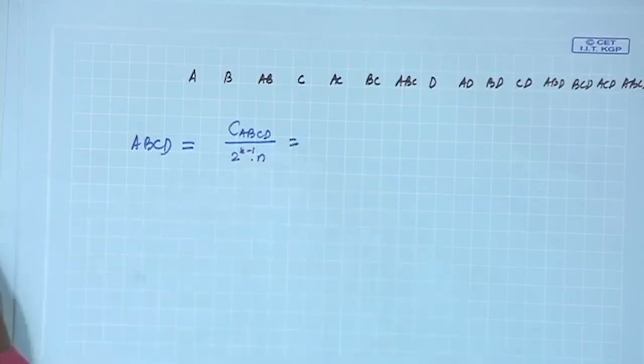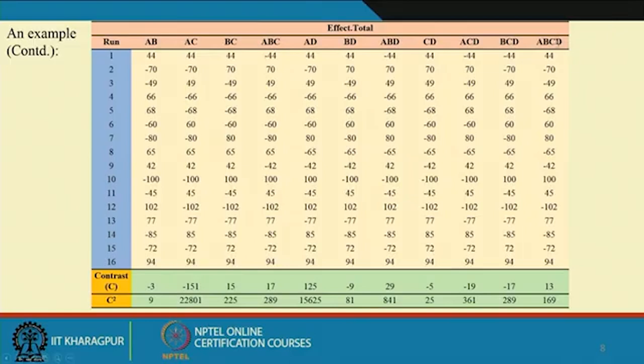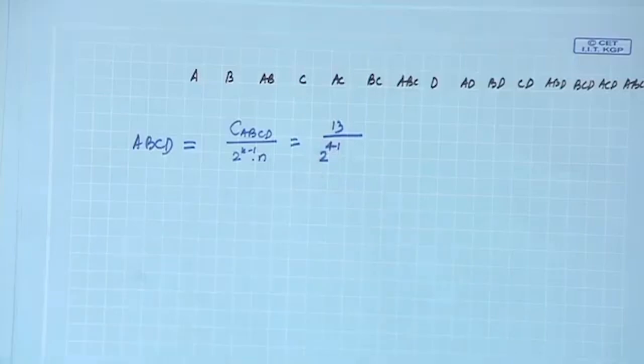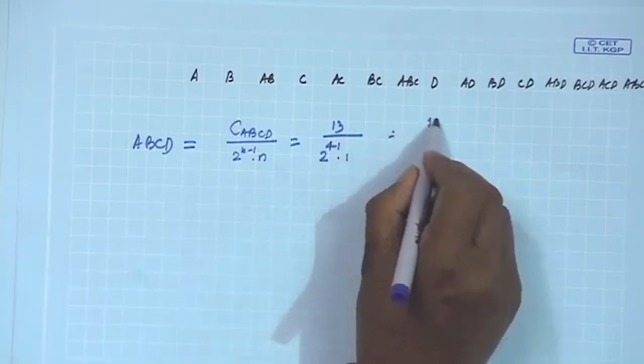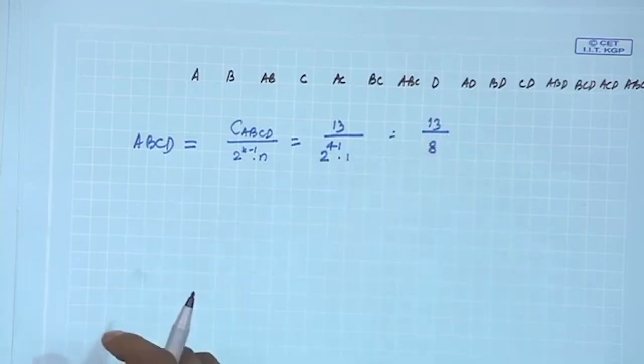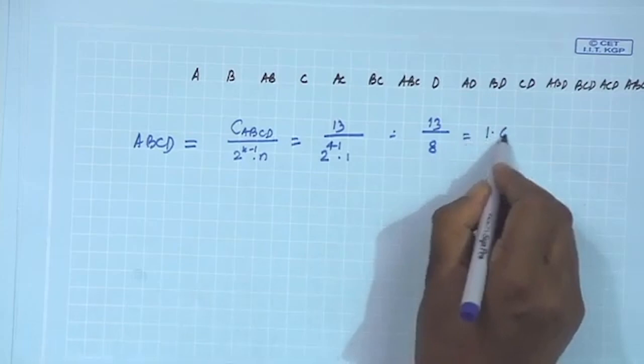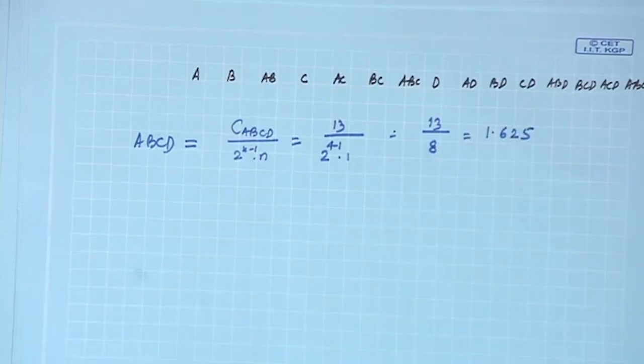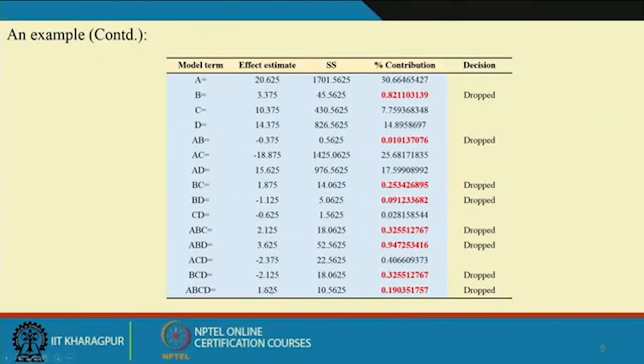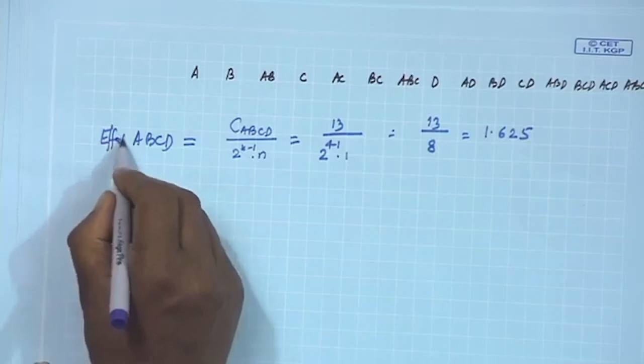Now, what is contrast ABCD? You see this is the ABCD column. Now, contrast ABCD is 13, the sum of all those values. So, that means this one is 13. What is your k? k is 4. 4 minus 1 will be 3, and n equal to 1. So, that means 13 divided by 2 to the power 3, that is 8. So, this value is 1.625. Okay. So, as a result, you see here, ABCD is 1.625. Suppose this is the effect calculation, the ABCD effect.